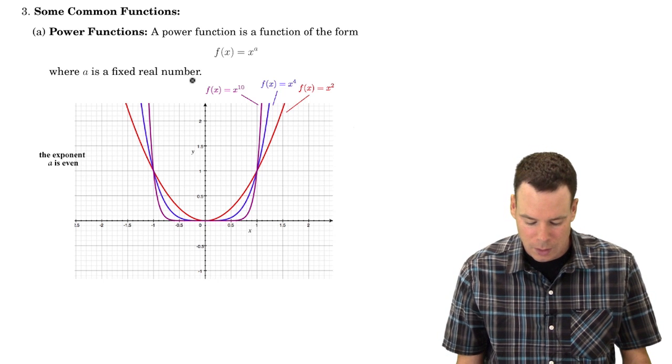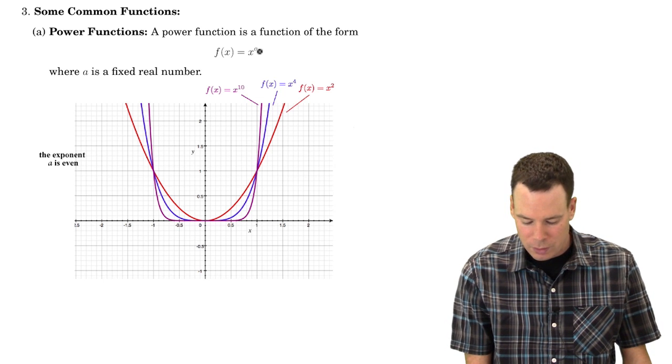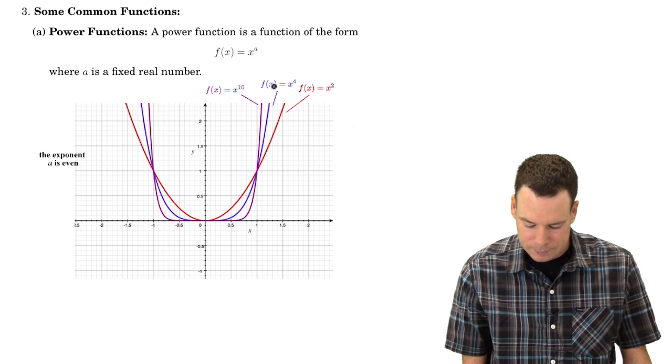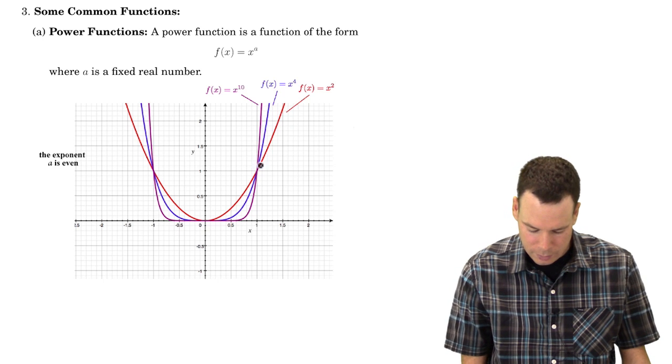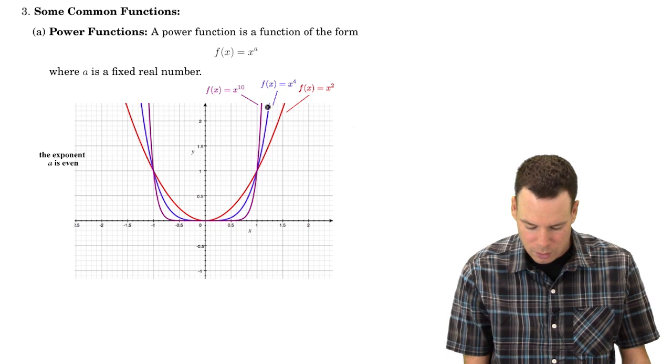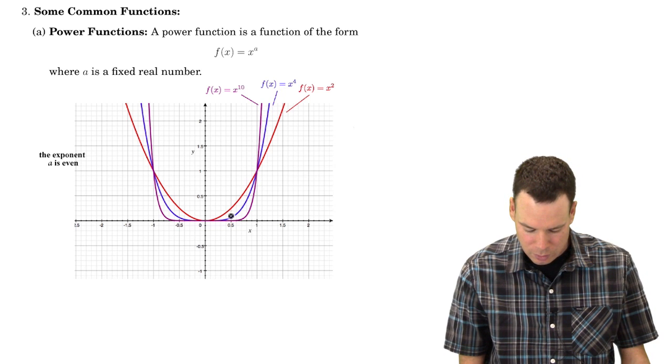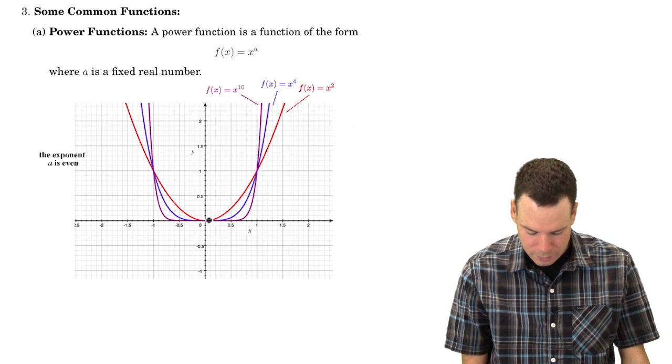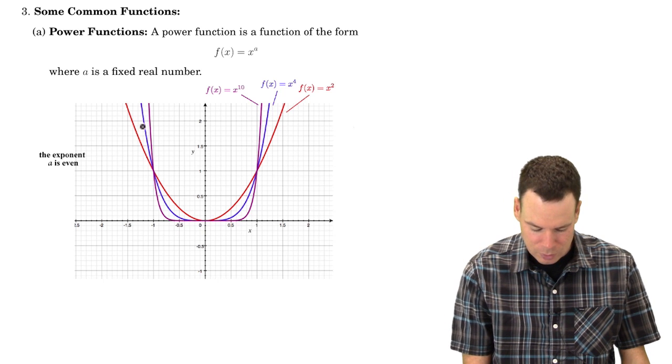So the power functions. Power functions are functions of the form x to the a, where a is some fixed real number. In the case where that a is some even integer, like x squared, that's that red curve here, we get a parabola. When we have x to the fourth, we get this sort of steeper thing that becomes a lot flatter as it passes through the origin and then becomes steep again.